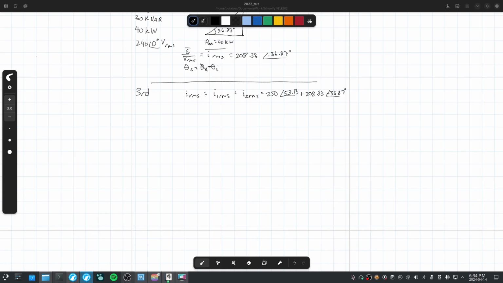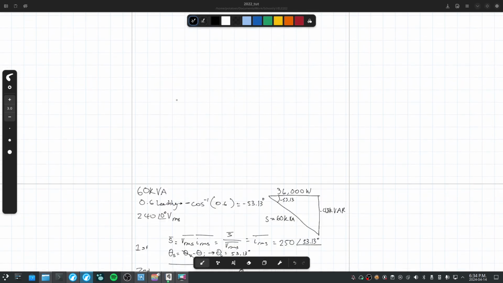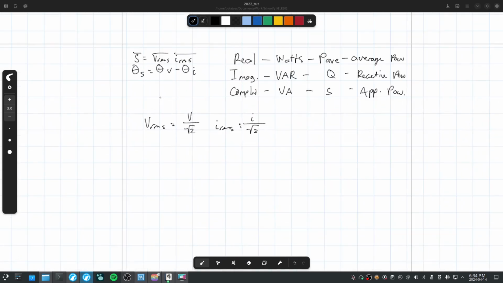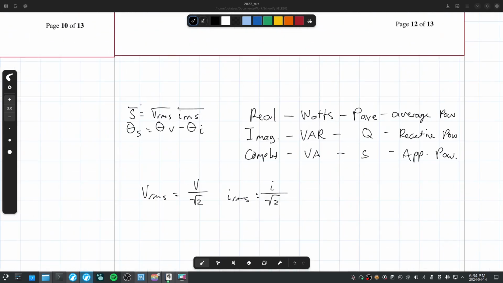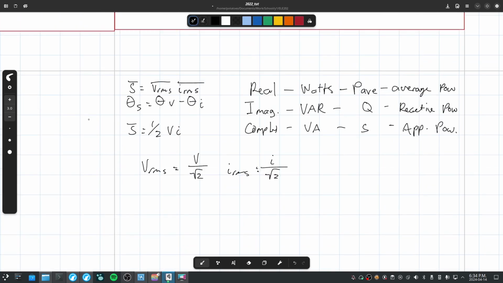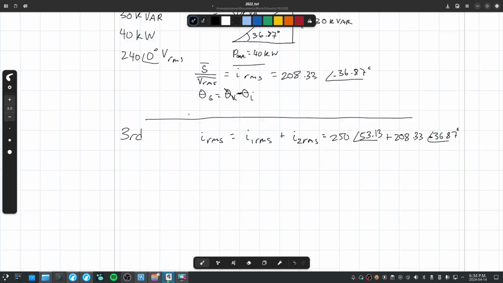Let me just take a look. Yeah, I probably should have written it down somewhere. Okay, so the apparent power is this. If you only have the actual voltage, it's 1/2 VI. Yeah, VI. Like that. Okay.